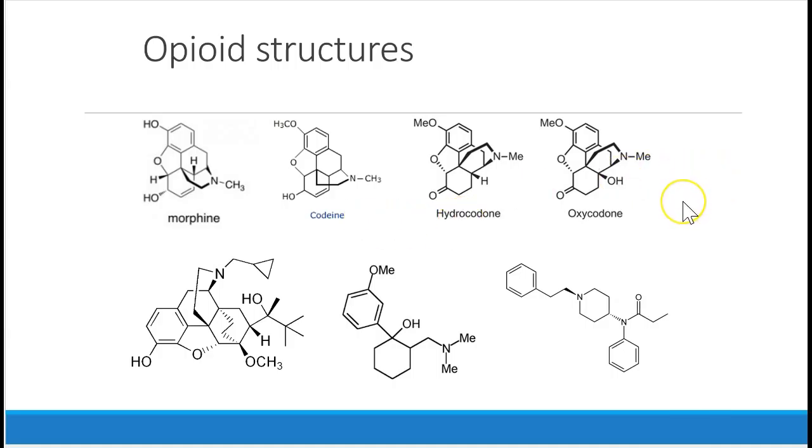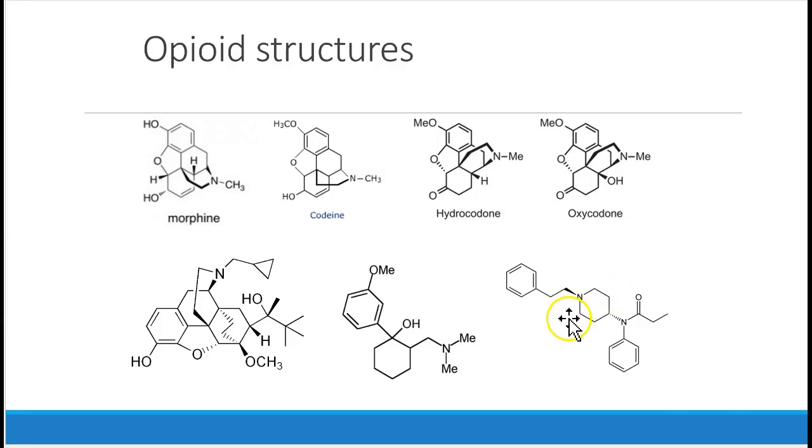Hydrocodone and oxycodone are both a little bit more potent than morphine. These are more what we call semi-synthetics, meaning that they have basically the same base structure, but they have some modifications to their structure, making them a little bit more of what we call a semi-synthetic.